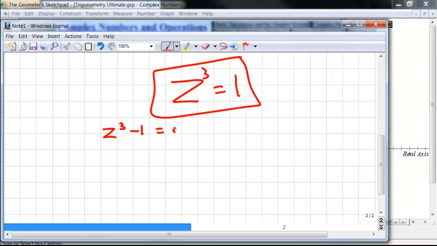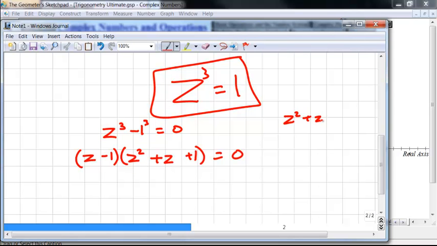z cubed minus 1 equals 0. This factors as a difference of 2 cubes, so that's z minus 1 times: square the first term, square the last, multiply and change the sign for the middle. And you could work this out. Let's work this out and just verify that that is correct. Multiply everything by -1.